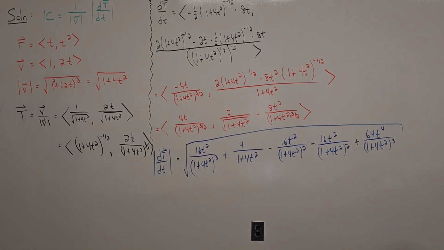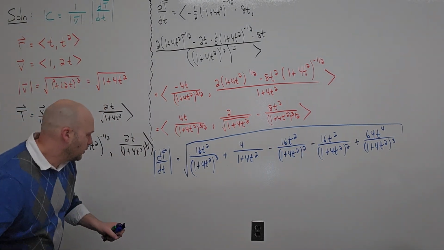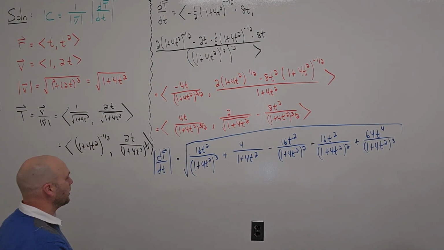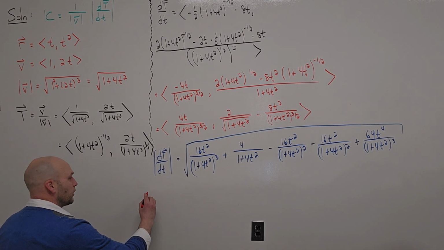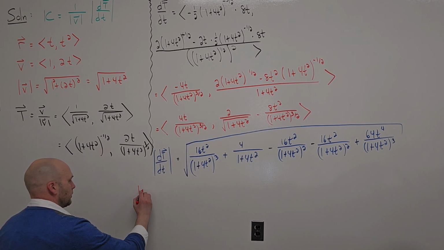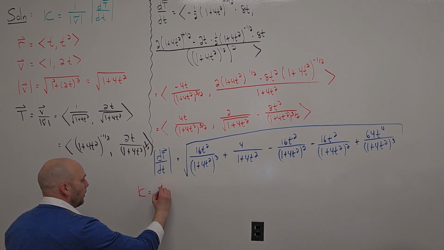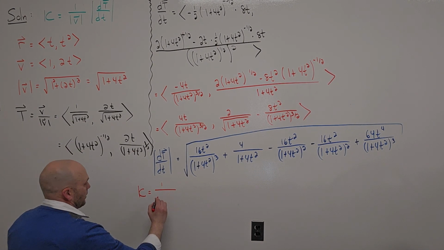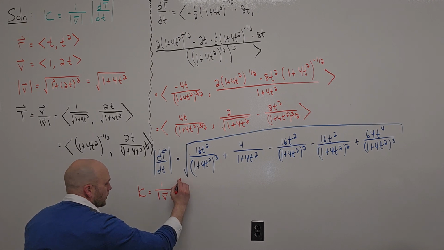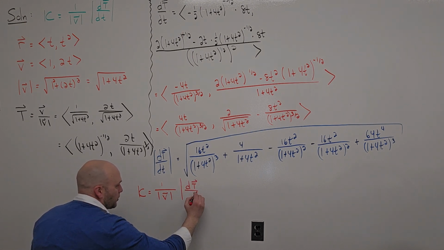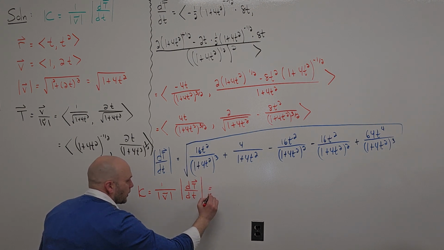So there's the magnitude of the derivative of the unit tangent vector. And then what we have to do to find the curvature formula is I would divide that by the magnitude of the vector v, which would be this right here. So come down here and I would get the curvature is the reciprocal of the magnitude of v times the magnitude of the derivative of the unit tangent vector.